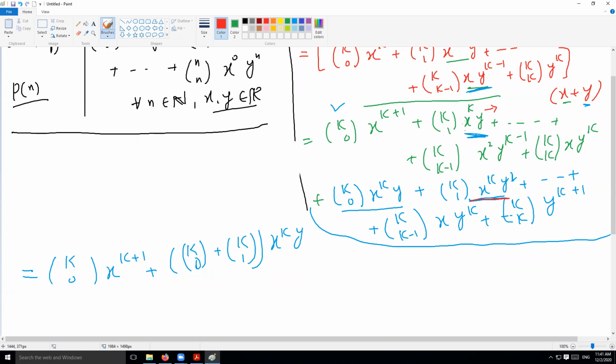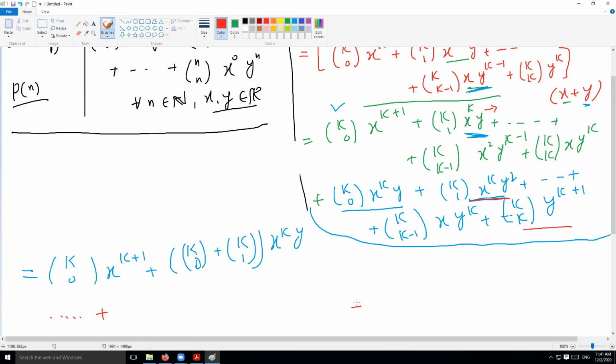k choose 2 x power k minus 1 and y square actually. So you're going to get a y square term, but this power should be k minus 1. Have we made any silly mistake? I think no. Okay, let me tell you. Forget about these in-between terms. Just think about the extreme terms. For example, the very last term is going to be this.